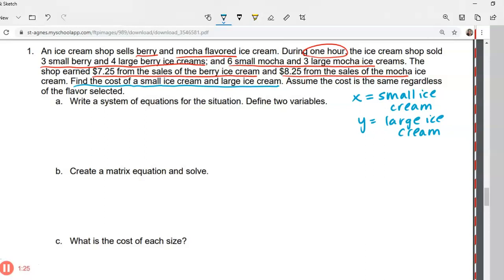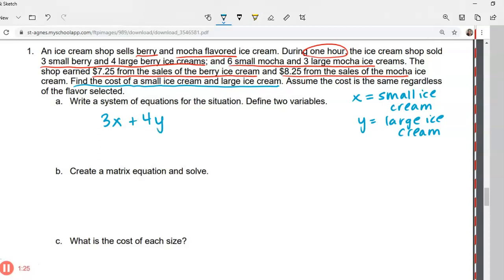Assume the cost is the same regardless of the flavor that was selected. So we don't care if it was berry or mocha, and that tells you right there, don't get caught up in letting X be berry and Y being mocha. Read for understanding. Now I'm thinking, well, what happened in the first hour? X represents my small ice cream, so I'm going to do 3X, and that was the 3 small berries, and then I also had 4 large berries, and Y is my large ice cream.